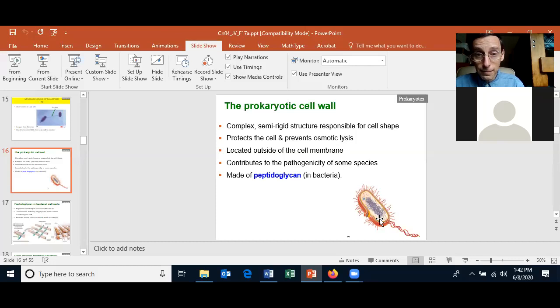But if a cell has a cell wall, water will move into the cell until the plasma membrane is pushed up against the cell wall. And then the plasma membrane cannot move any further because the cell wall is preventing it from expanding. And when that happens, no more water can move into the cell, even though there's more water outside the cell than inside the cell. And that prevents a cell with a cell wall from undergoing osmotic lysis.